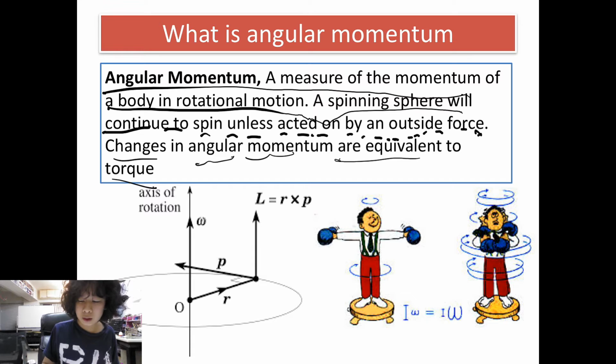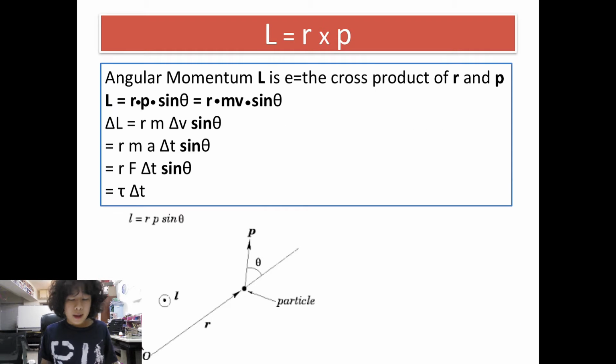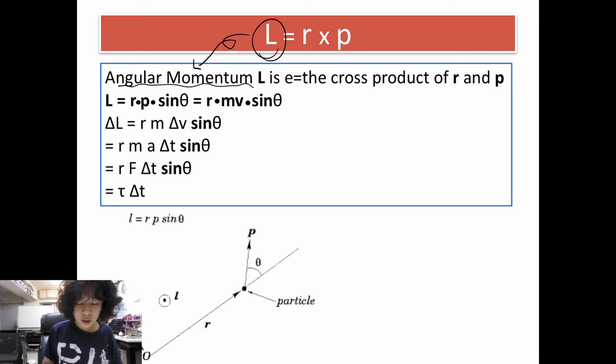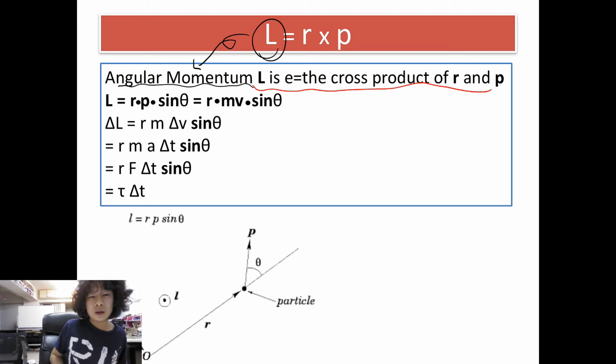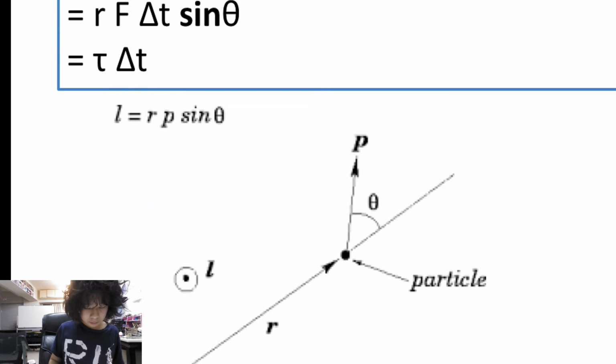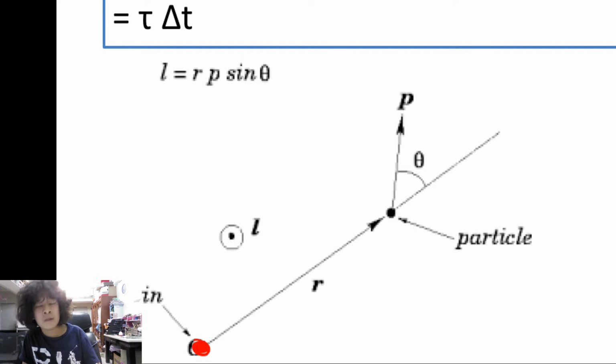But actually, you can see it here. L, which is the angular momentum, is the cross product of R and P. So take this picture for example. This is the origin, and here is P, which is the momentum, which is also equal to mv.